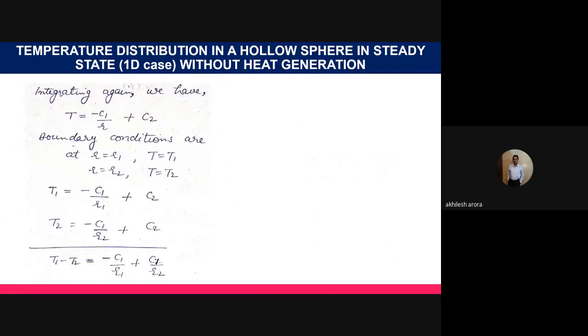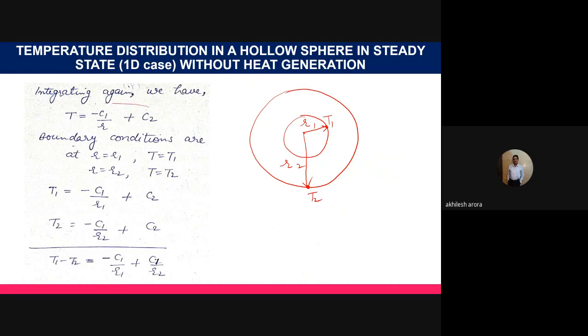So once again, the diagram of the sphere can be very similar to that of cylinder, only thing it's a sphere. And once again we can say that the temperature at the radius r1 is equal to t1, and the temperature at the radius r2 is equal to t2. So this is the temperature t2, and here on the whole surface of the sphere the temperature is t1. The boundary conditions are at r is equal to r1, t is equal to t1, and r is equal to r2, t is equal to t2.